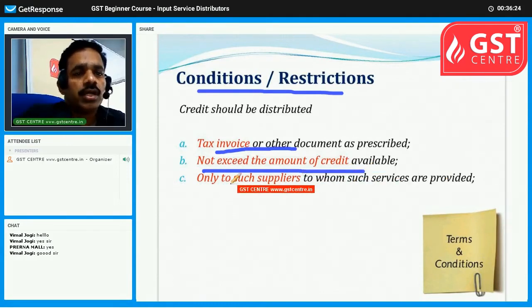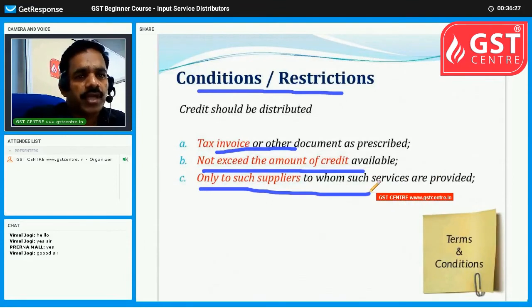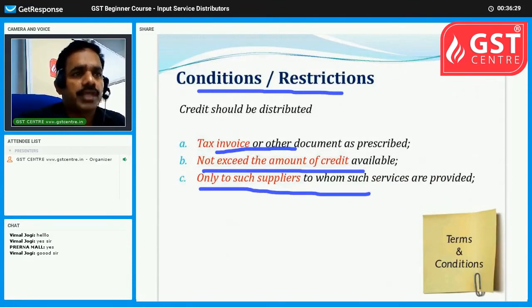Then it should be distributed only to such recipients to whom such services are provided. In the earlier example, the company had purchased a software which is used in all locations. So the credit is available to all units. Okay, but if the software is used only in 2 locations, suppose say in Chennai and Bangalore only and not in Mumbai, then input tax credit should not be allocated to Mumbai. It should be distributed only to such recipients to whom such services are provided.